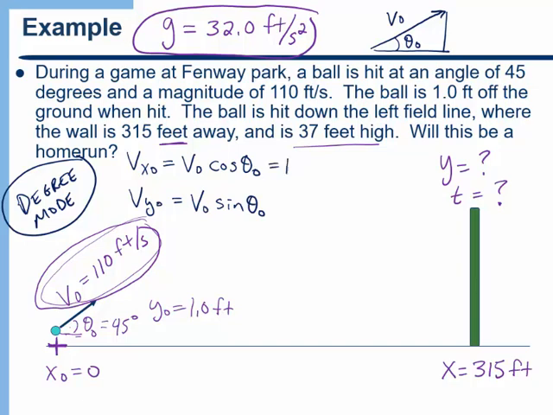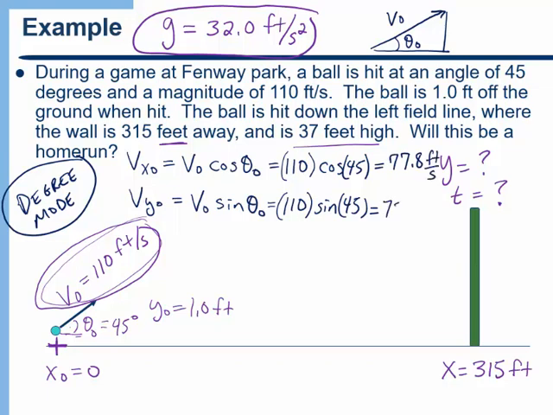So I have 110 feet per second times the cosine of 45, and 110 times the sine of 45. And we know that sine and cosine are actually the same at 45 degrees, so we get 77.8 feet per second for both of those.